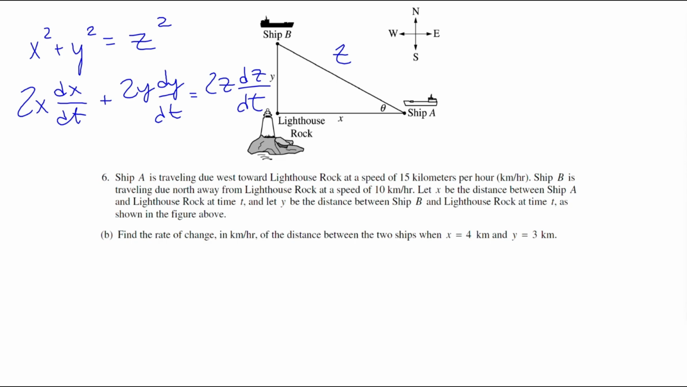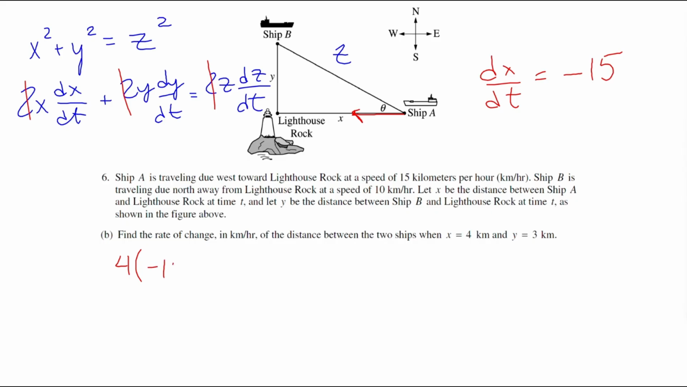So we can, of course, cancel out all the 2's first, just divide both sides by 2. And then all we have to do is put in x, y, z, and dx/dt and dy/dt to find dz/dt. So we can plug in x. X is 4, they gave us that. And dx/dt is the rate of change of ship A. Well, it's moving at 15 kilometers per hour towards the lighthouse. Right, so if it's moving towards the lighthouse, that means that the value there needs to be negative, because as that's happening, the value of x is changing by a negative amount. It's decreasing.